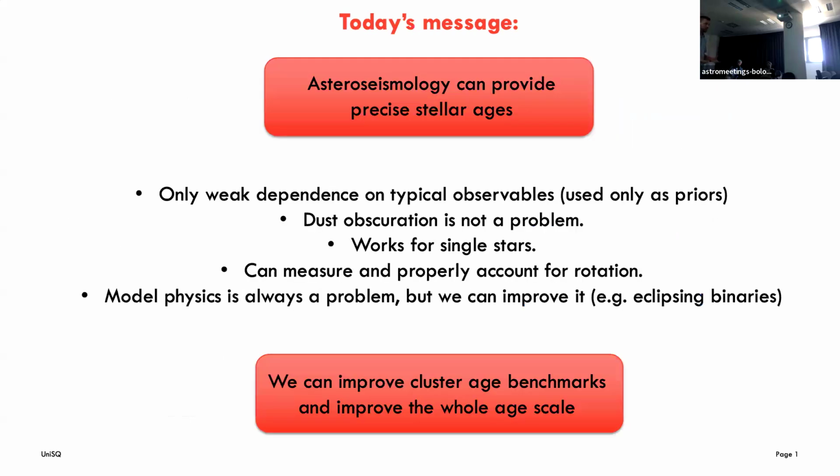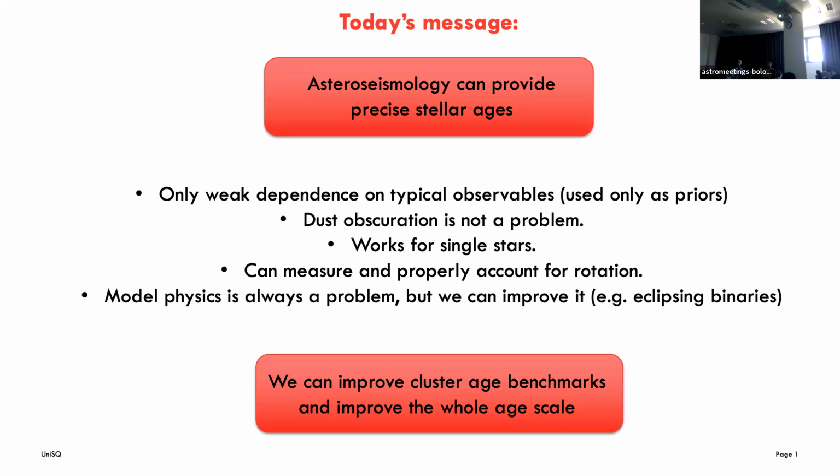But my message for everybody today is that asteroseismology can provide those precise stellar ages that we want. There's only a weak dependence on the typical observables, so we use temperatures as a prior rather than as a hard cut on the sample selection. Dust obscuration, not a problem for asteroseismology. You still measure the same pulsation frequencies even if there's dust in the way. It might affect your luminosity, but again, that's only used as a prior. It's not used as a hard cut, or it shouldn't be.